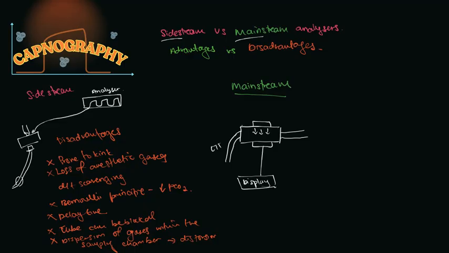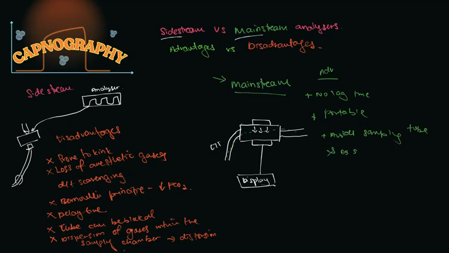Also, the tube is relatively easier to be blocked by secretions or sputum. And also there is dispersion of gases within the sampling chamber. This will contribute to the distortion of the values. Alright, now to the mainstream analysis. The advantages are there's no lag time, they are more portable, and they avoid certain issues particular to the sidestream analysis, wherein they avoid sampling tube issues as well as scavenging issues.